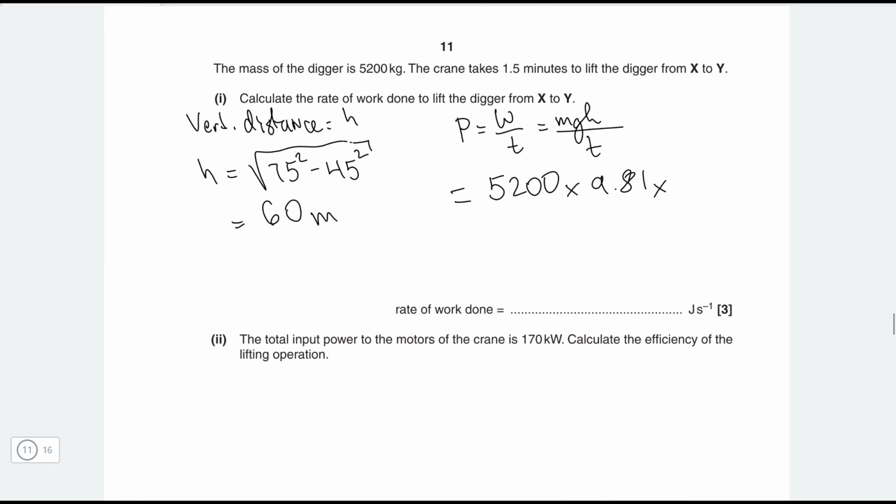Okay, so 5,200 times 9.81 times the height, which is 60, divided by the time, which is 1.5 minutes. I have to be careful, because we need to convert that to seconds, so 1 minute and a half is 90. If we plug that into a calculator, we get 3.4 times 10 to the 4 joules per second.